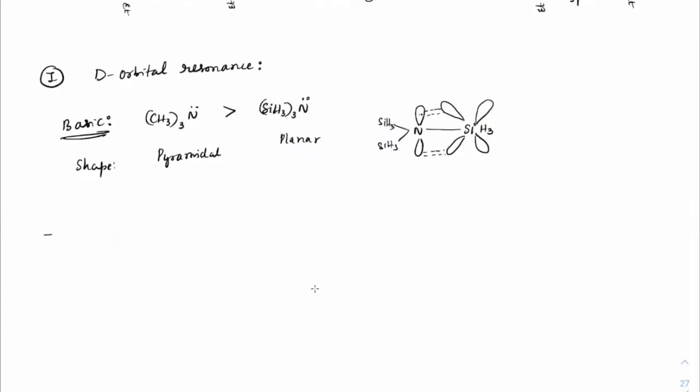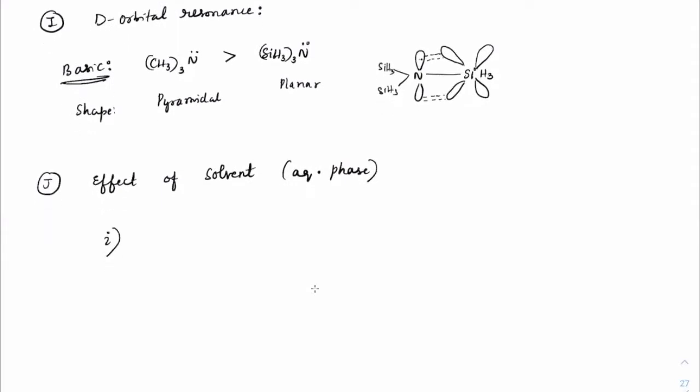Now see the next one. This is about the effect of solvent, how solvent will affect the basic character. We'll always consider the aqueous phase in this. So first, CH3NH2, CH3NHCH3, and N(CH3)3. So primary, secondary and tertiary, if at all I compare.